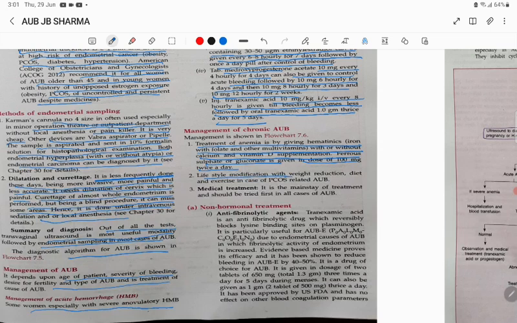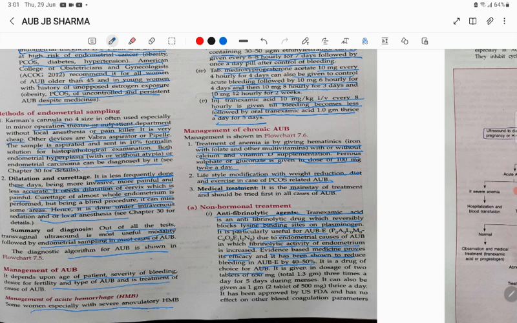Lifestyle modification with weight reduction, diet, and exercise in case of PCOS-related AUB. Medical treatment is the mainstay of treatment. The non-hormonal antifibrinolytic agent tranexamic acid reversibly binds with the lysine binding sites on plasminogen. It is particularly useful in AUB due to endometrial causes, in which fibrinolytic activity of the endometrium is increased. Evidence-based medicine shows efficacy; it reduces blood loss by 40 to 50%.